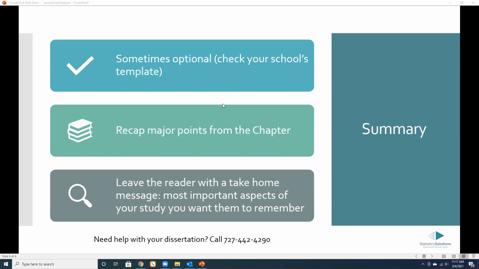Summary. Again, check with your school's template for a conclusion. Not all schools require it. Some schools let you stop after recommendations for the research. So just double check. If you need a summary or a conclusion, it's just like a standard conclusion. In this case, you want to recap major points from your chapter. But since this is the conclusion of the whole study, you want to leave your reader with what you think are the most important points about your study that you want them to remember. Like a take-home message.